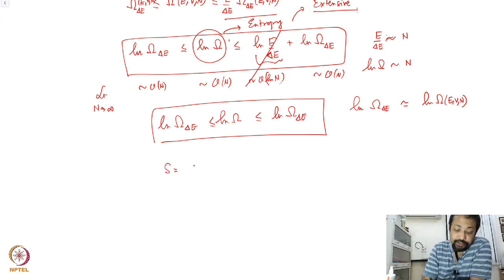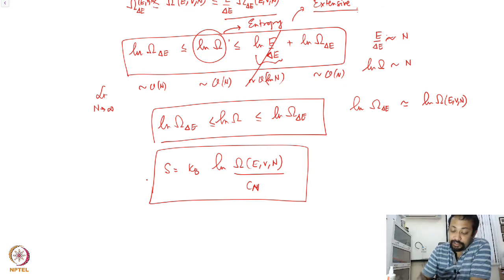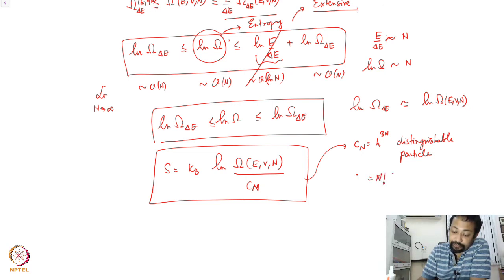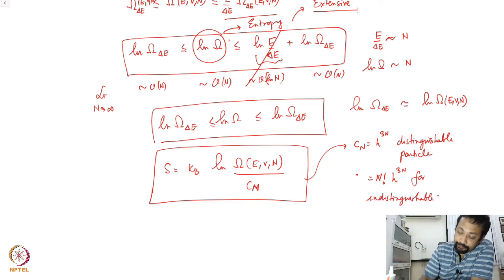So we rewrite our expression for entropy as K B ln omega E V N divided by C N. We shall come back to C N, but right now it suffices to say that C N is equal to h to the power 3n for distinguishable particles, and is n factorial h to the power 3n for indistinguishable particles.